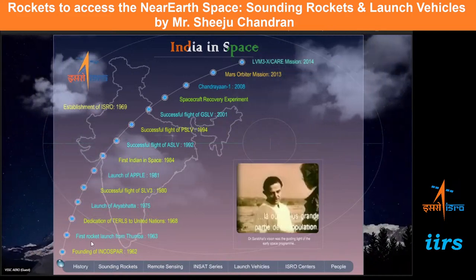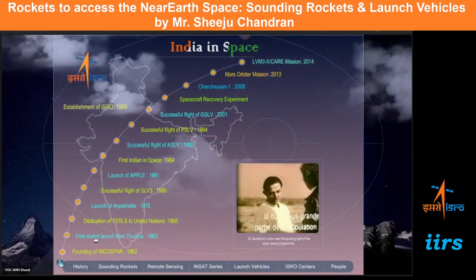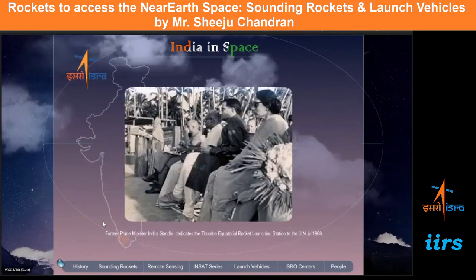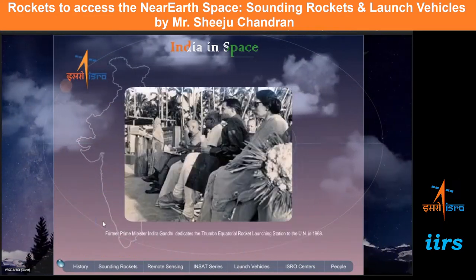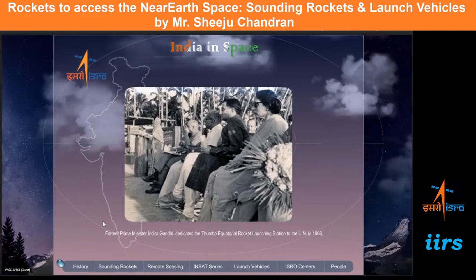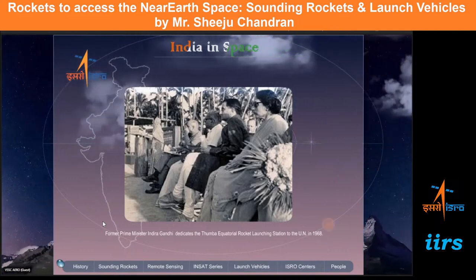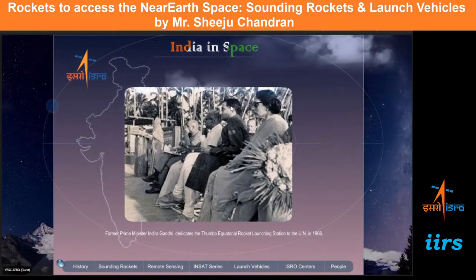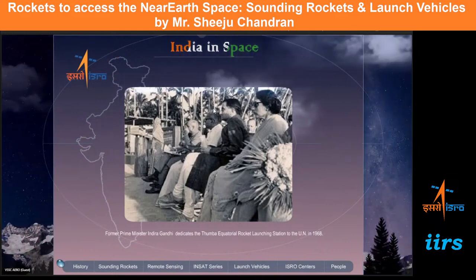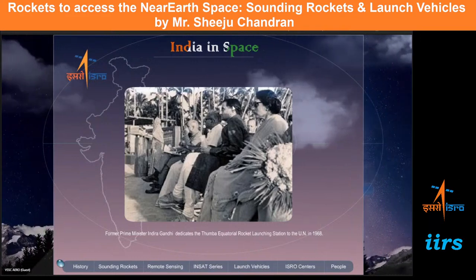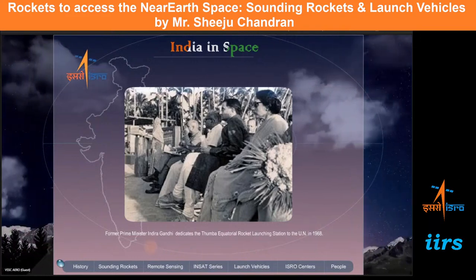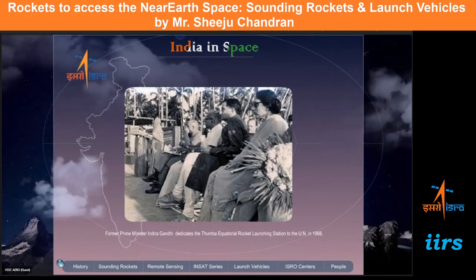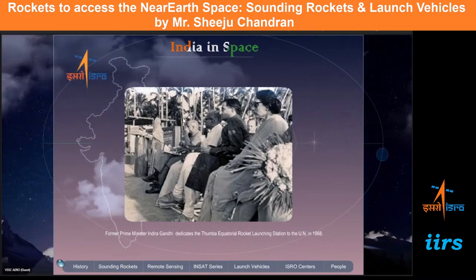As I mentioned, the first sounding rocket was launched from Tumba, and this entire TERLS area was dedicated to the United Nations in 1968 by the then Prime Minister Srimati Indira Gandhi. You can see in this picture Indira Gandhi dedicating this center with Dr. Vikram Sarabhai and Sri E.M.S. Namboodiripad, who was the Chief Minister of Kerala at that particular time, and the Kerala Governor at the time, I think Sri Vishwanathan. So what has been done in 1968 is India has dedicated this facility to the United Nations.